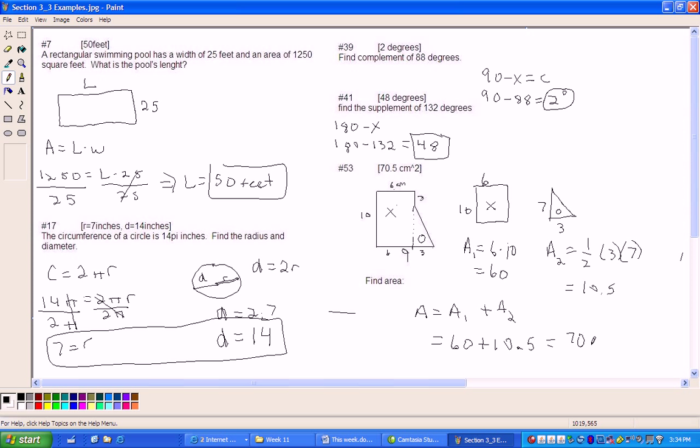So there's our answer. By breaking this complex figure up into 2 simple ones, we were easily able to get our answer. So that'll be it for this section. Hope you enjoy it, and make sure to spend time doing the homework. Good luck.